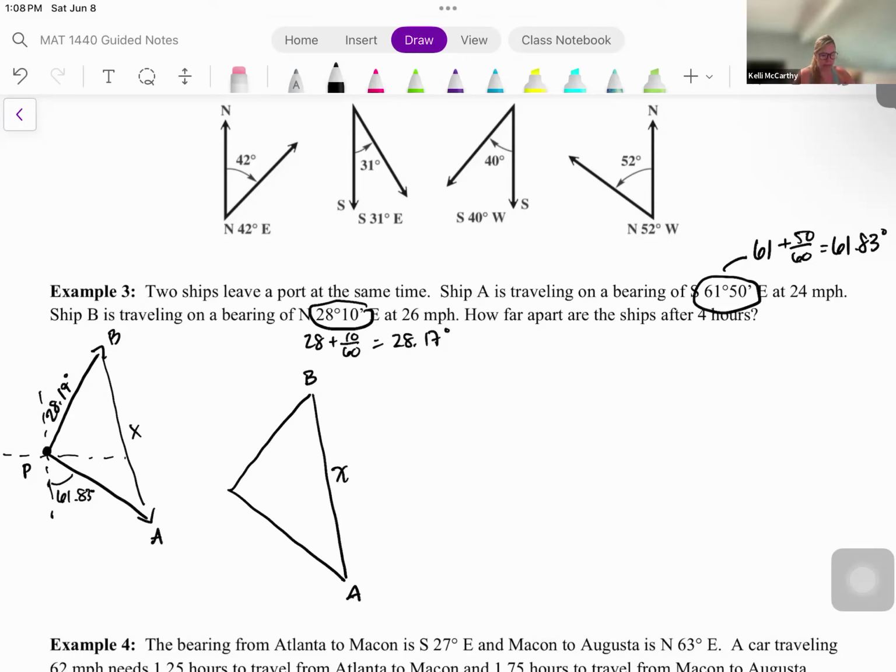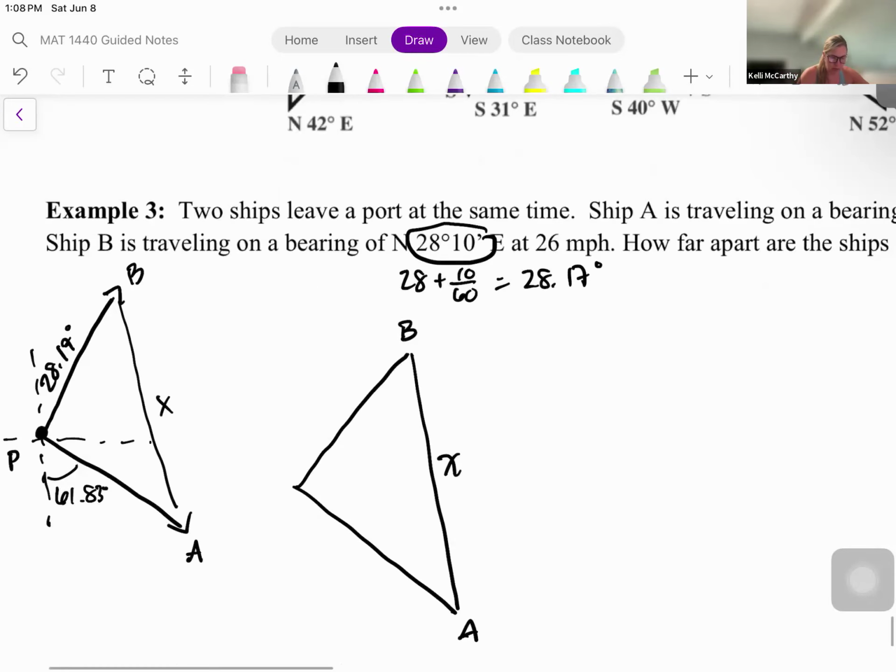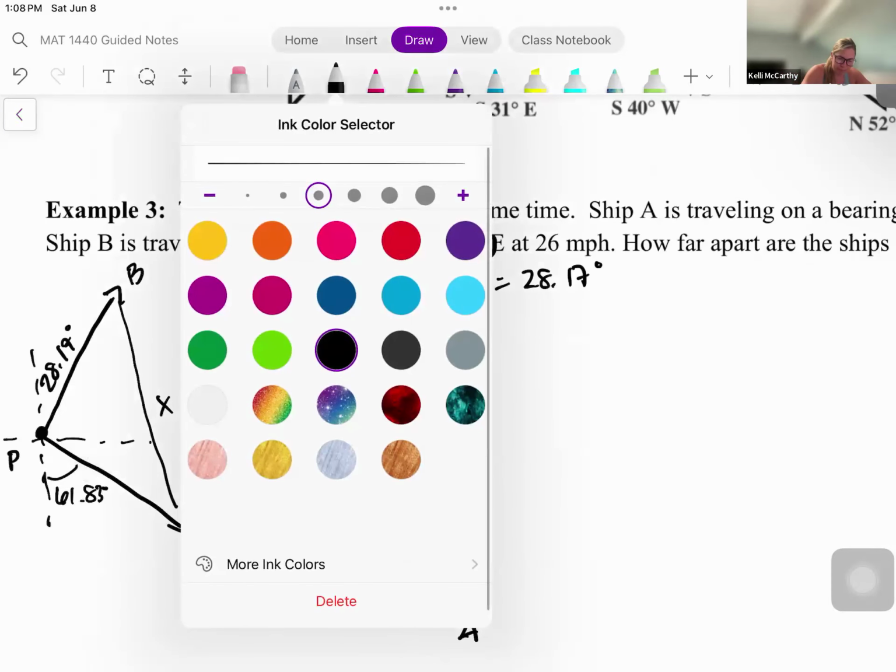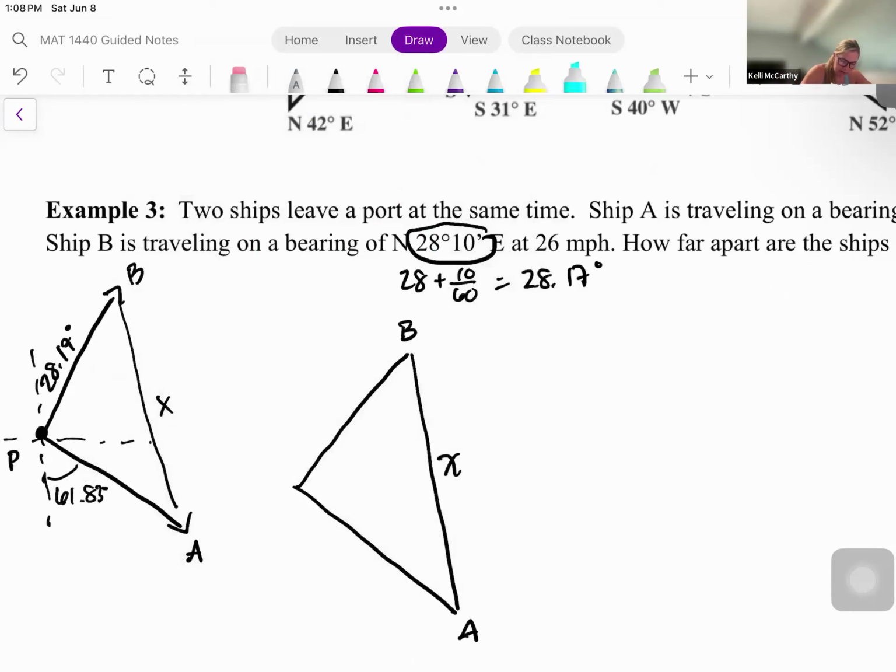Now, similarly, we can start building on what these angles are. Starting with this angle, because it is complementary. Remember that the north and east lines are going to make a 90-degree angle, so it's complementary. This angle is going to be 90 minus 28.17.